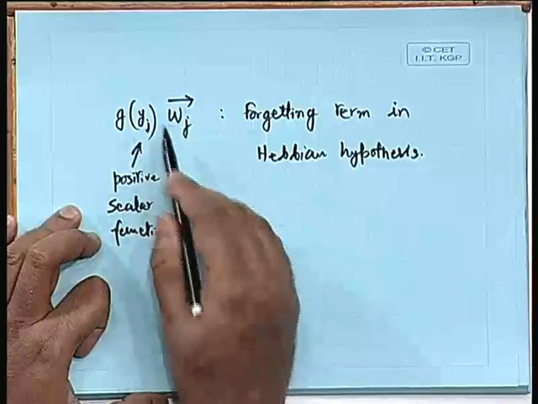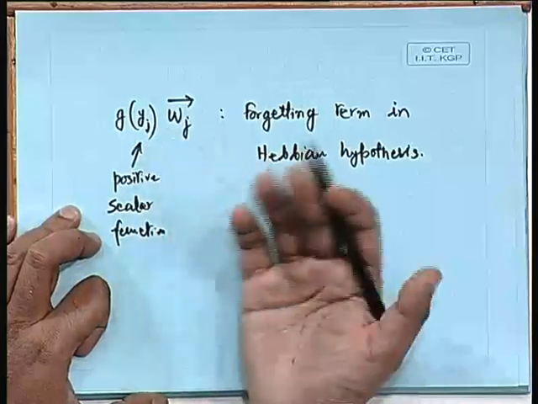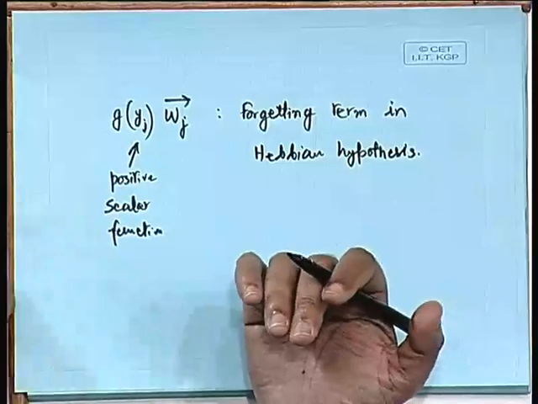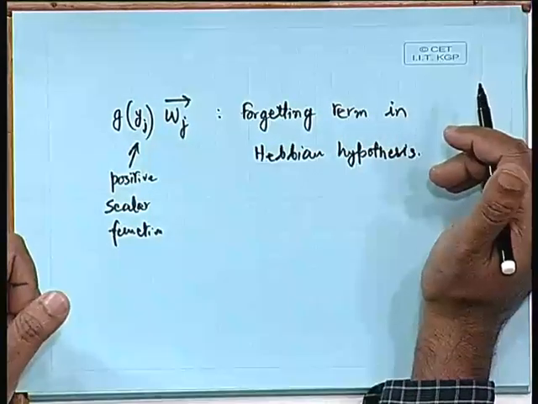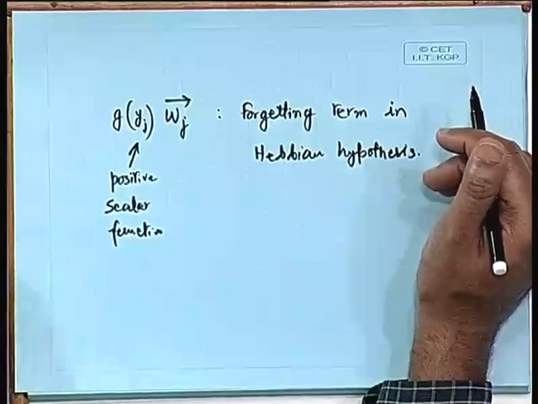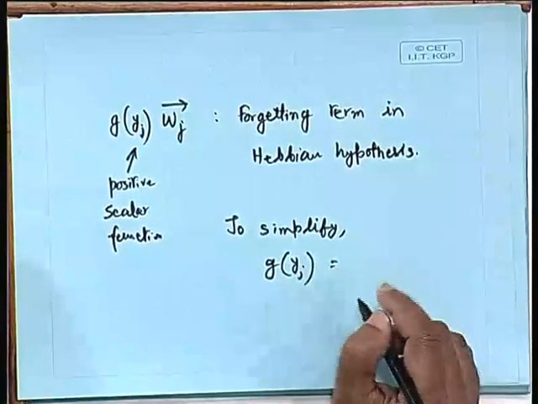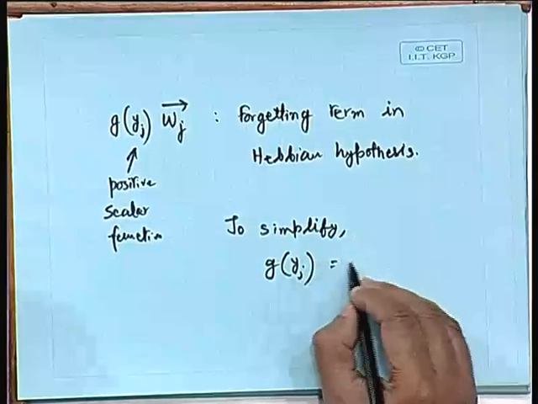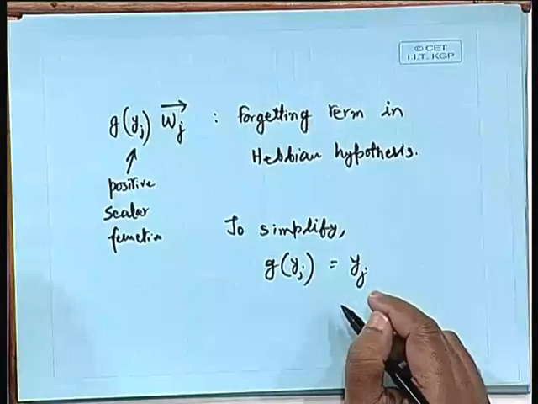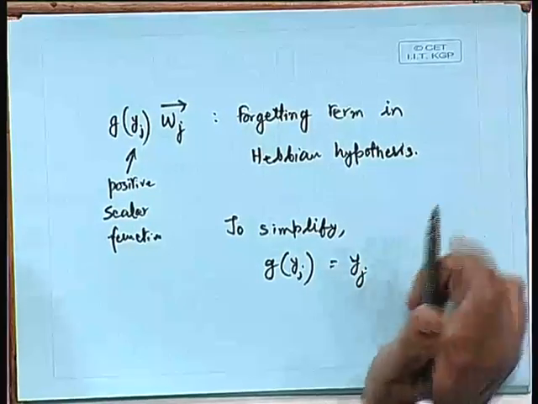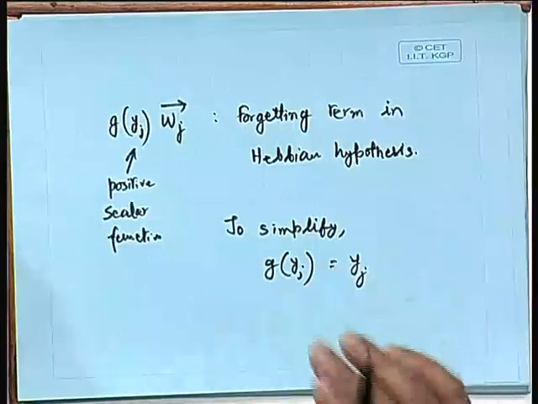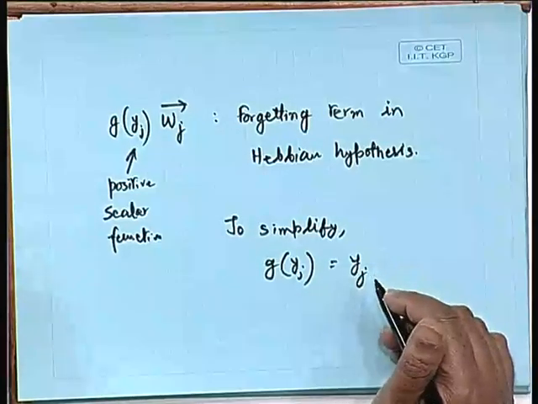So, we have to express this as a function. Now, g is any general function; it does not say whether g will be a linear function or not, but we can take g to be a linear function just to simplify our job. So, to simplify our work, we can take g(y_j) to be a linear function of y_j. In the simplest case, we can take g(y_j) as exactly equal to y_j, so it is linear in y_j.